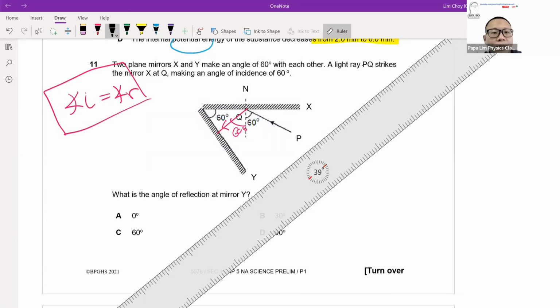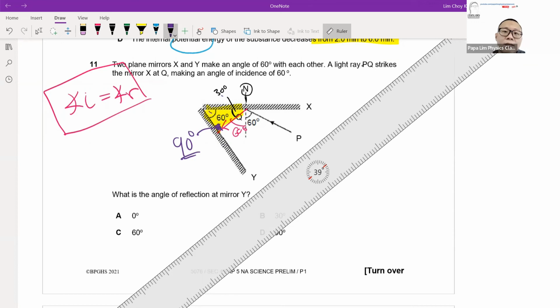Because we know this is 60 degrees and this line is the normal, this angle here will be 30 degrees. And if I know this is 30 degrees, and I know the angles in a triangle add up to 180 degrees, I would know the angle at the other mirror Y. 60 plus 90... this will be 90 degrees. So the remaining angle here will be 90 degrees, because if you look at it as a triangle, all 3 angles in the triangle add up to 180.